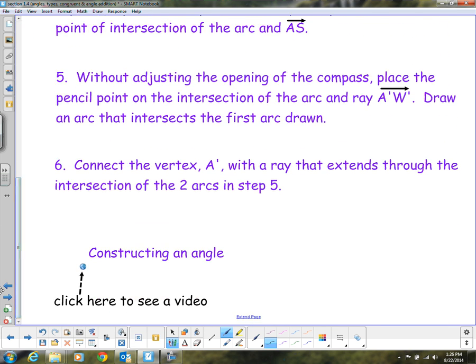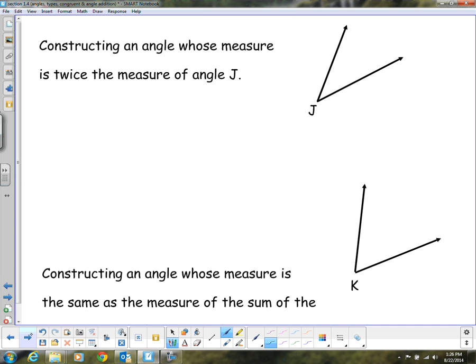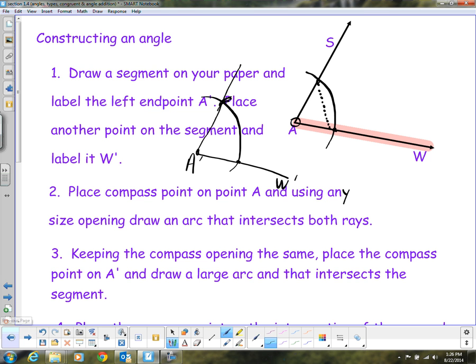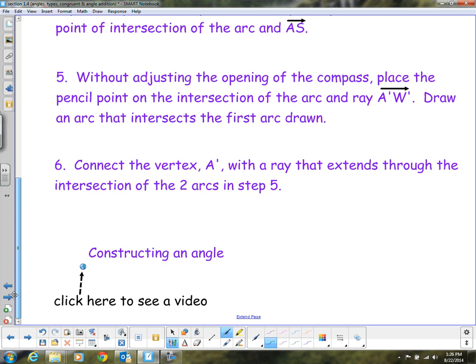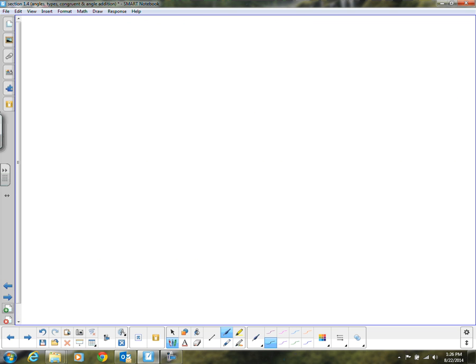All right, so you can't click there to see a video, so let me show you. I can't believe that I don't have an example. All right, so I'm going to go to a new page. I'm going to make us an angle. We've got this angle right here. We're going to duplicate. Let's call this angle AMY.